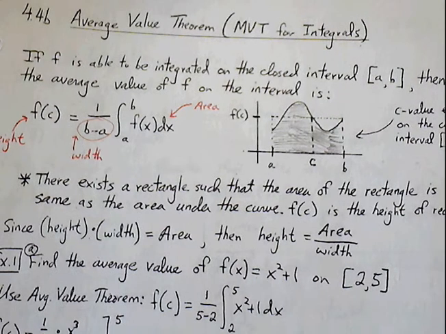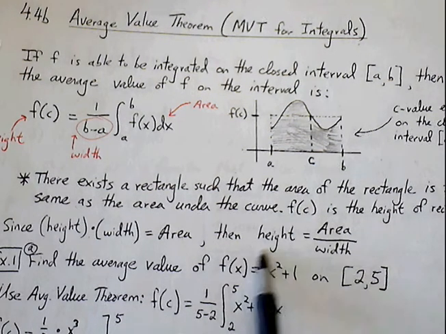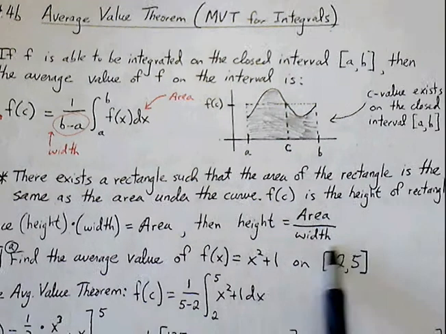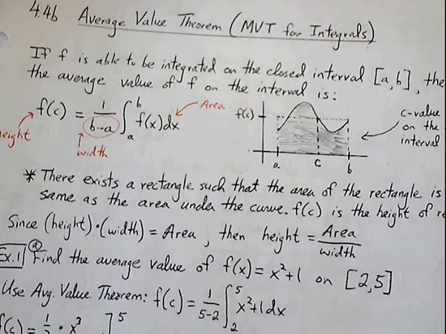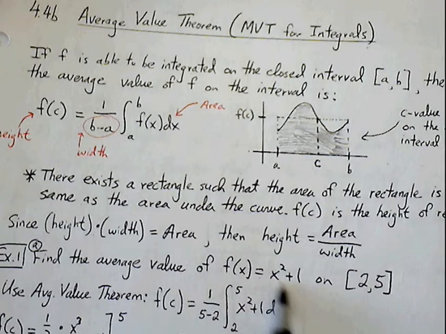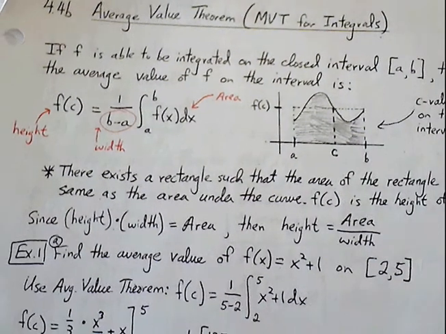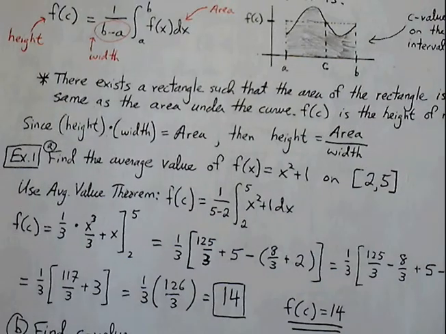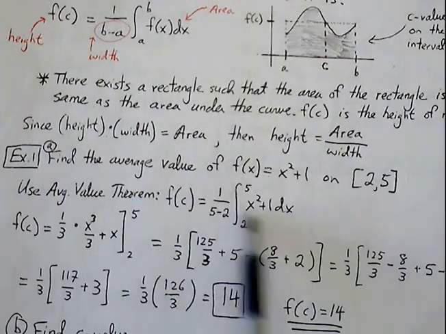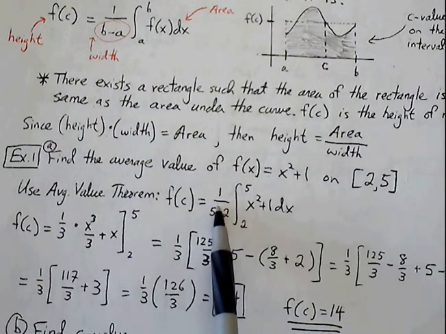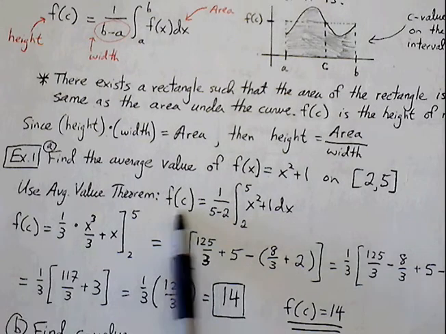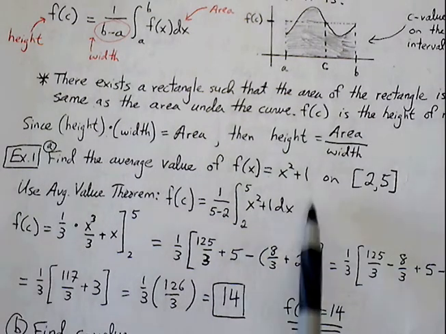Example 1: find the average value of f of x, our curve x squared plus 1, on the interval from 2 to 5. So we go through the steps. We can find the area first. Our area is represented by the definite integral of x squared plus 1 dx from 2 to 5, divided by the width, same thing as saying 1 over 5 minus 2, is equal to the height. So we just go through our process here.